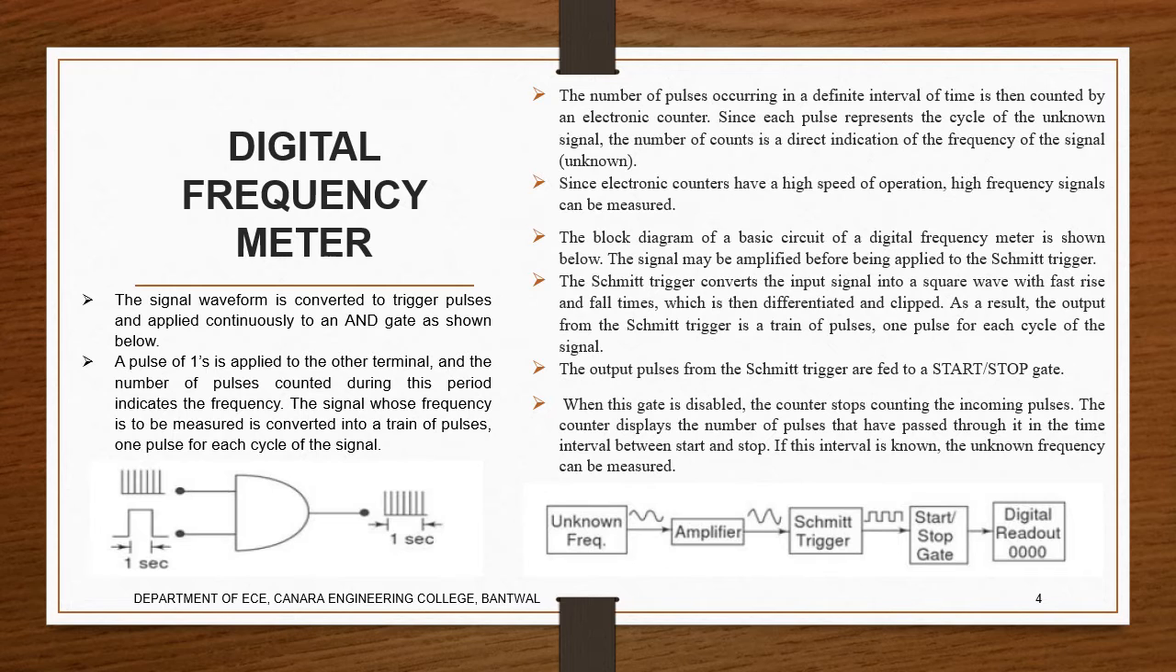What is the Schmitt trigger doing? It converts that input signal, whether a sine wave or anything, into a square wave. The rise time and the fall time are differentiated and clipped. As a result, the output of this Schmitt trigger is a train of pulses. So start, stop, the pulses will be given, and that count will be counted by the counter. When the gate is disabled, the counter stops counting the incoming pulses. When it is enabled, the gate starts counting the pulses.